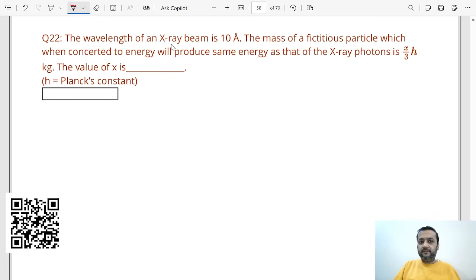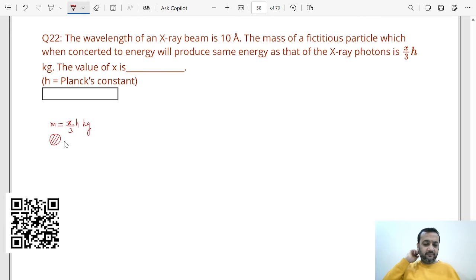Here question is saying that wavelength of the X-ray photon is 10 angstrom. The mass of the fictitious particle, which when converted to energy will produce the same energy as that of the X-ray photon, is x by 3 h kg. The value of x is. So basically the question is saying that suppose we have a fictitious particle, okay, whose mass is x by 3 into h kg. All right.